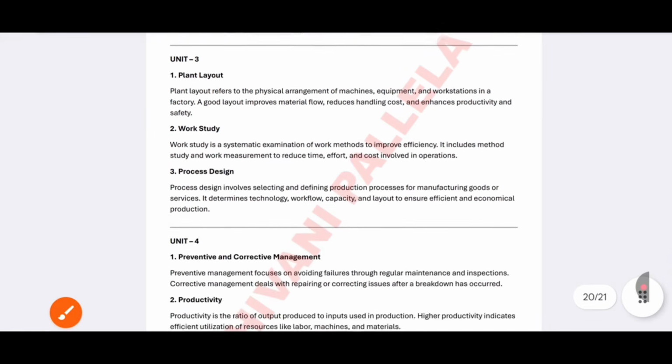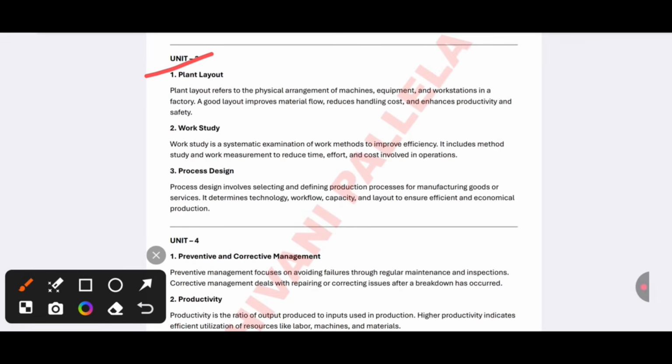Next one, unit number 3. The first one is plant layout, meaning the physical arrangement of equipment, machines and workstations in a factory is called plant layout.